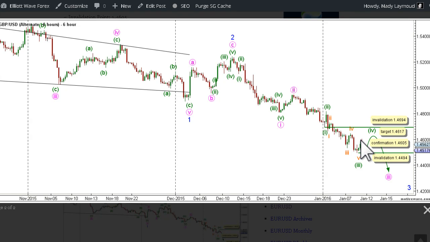So to wrap this up, this week's main count expects cable to continue moving downwards to complete wave 3 pink, while the alternate count expects that cable has one push toward the upside to complete a fourth wave before reversing directions and moving towards the downside to complete a fifth wave, and therefore wave 3 pink.